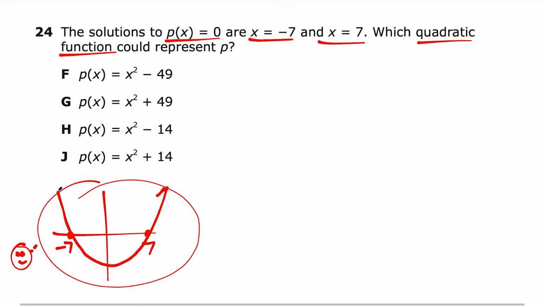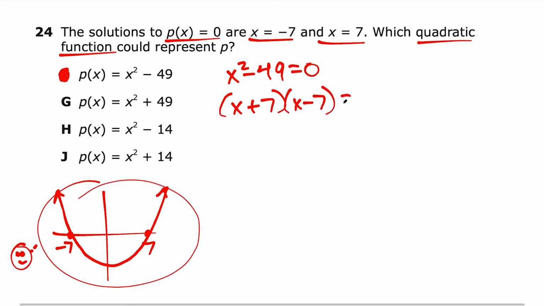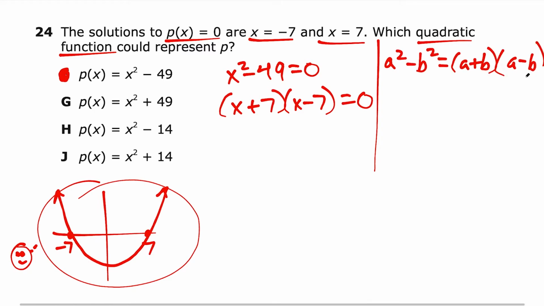Okay, because x squared, if it's a positive x squared, means the parabola is smiling at you. So I'm looking at the answer choices and F looks good because if we set x squared minus 49 equal to 0, this is going to factor nicely to x plus 7 times x minus 7 equals 0. And if you don't know that, this is from the formula. Let me just give ourselves a little space. I would have this nice formula here for difference of two squares. We have a squared minus b squared factors to a plus b times a minus b.